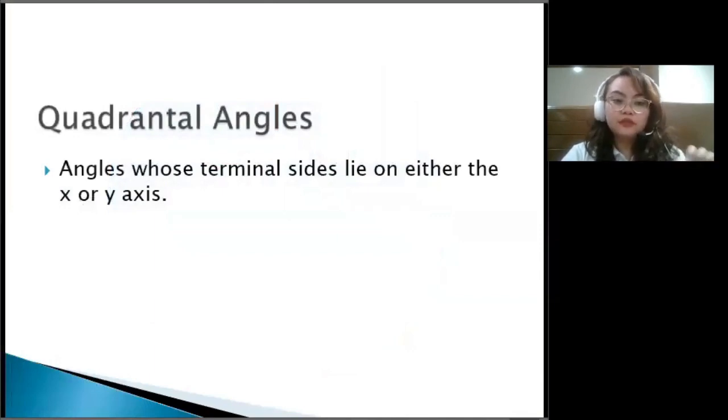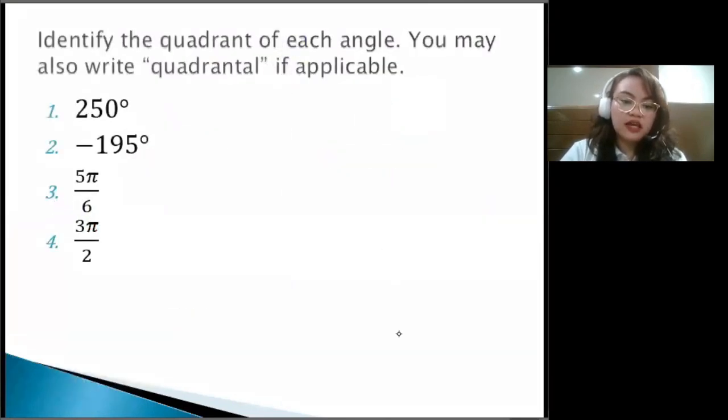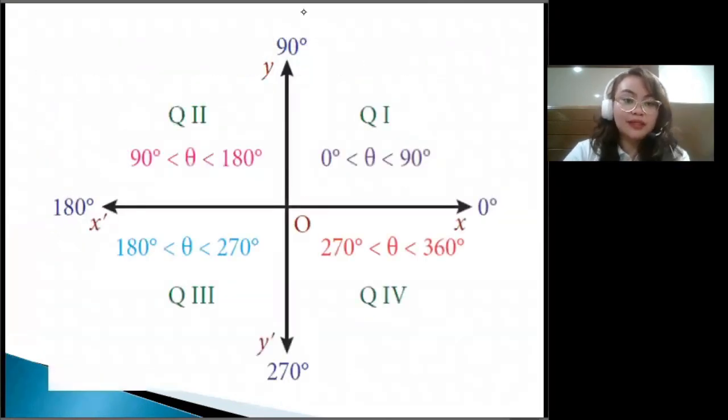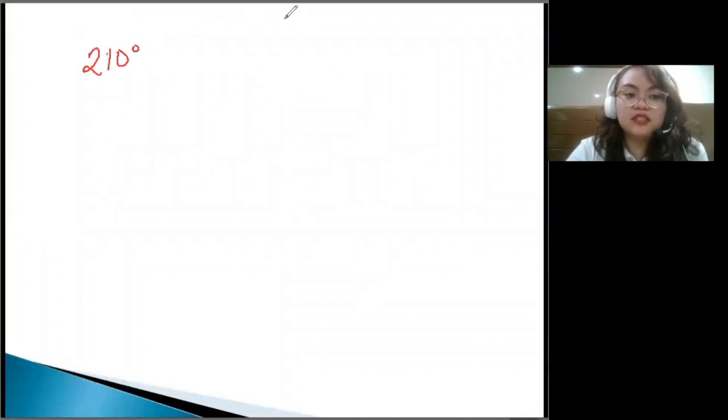Again, this is the summary of what we've just talked about. Before that, let's have a quick example. Say we want to identify what quadrant 210 degrees is in. Okay, let's try this one.